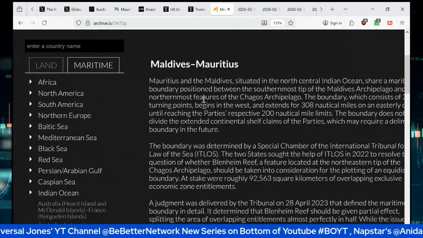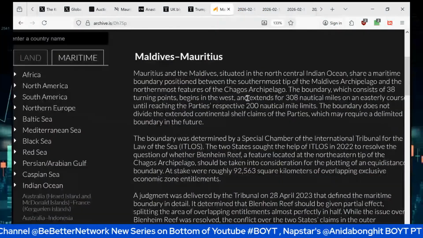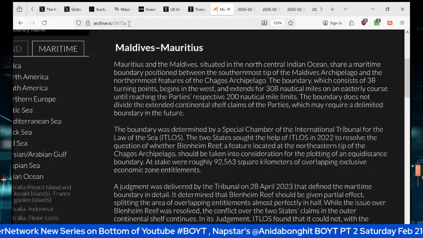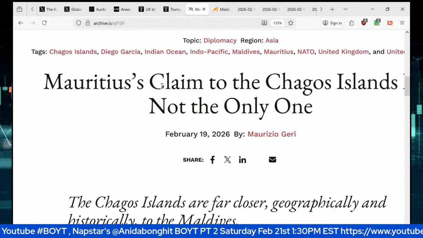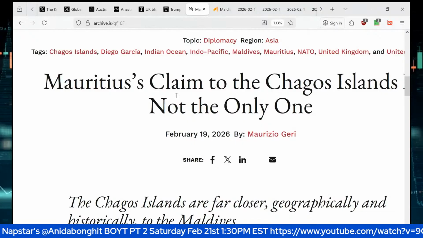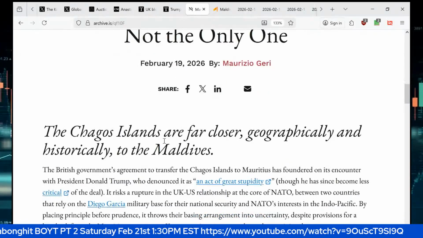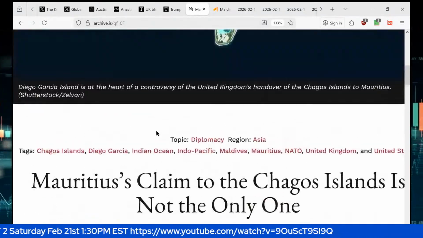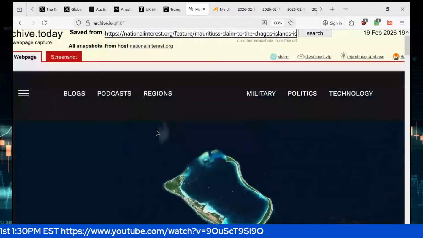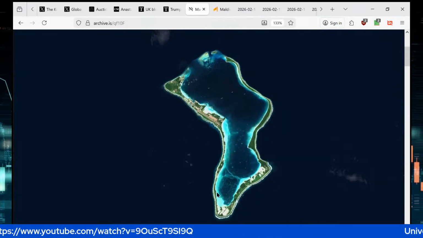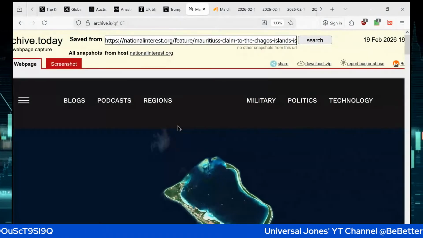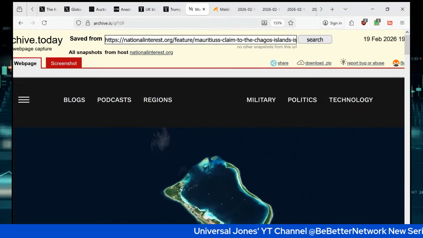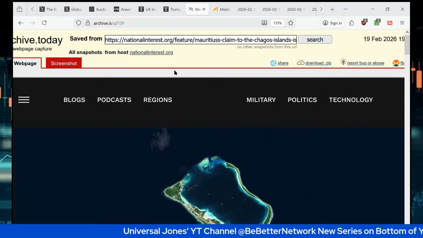So let's get back to Diego Garcia. There is a battle here. Mauritius claim to the Chagos Islands, not the only one. Written February 19, 2026. All right, that is today. That's basically the island. It's an atoll. It's barely a solid piece of land, you see, but it's strategic in its location.